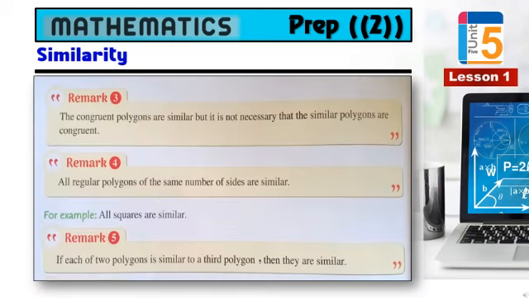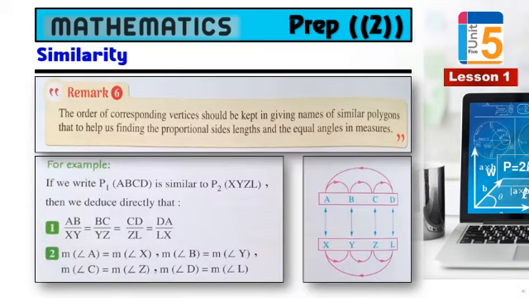Remark number 3. The congruent polygons are similar, but it's not necessary that the similar polygons are congruent. Remark number 4. All regular polygons of the same number of sides are similar. For example, all squares are similar. Remark number 5. If each of two polygons is similar to a third polygon, then they are similar. Remark number 6. The order of corresponding vertices should be kept in the given names of similar polygons, to help us find the proportional side lengths and the equal angles in measure.